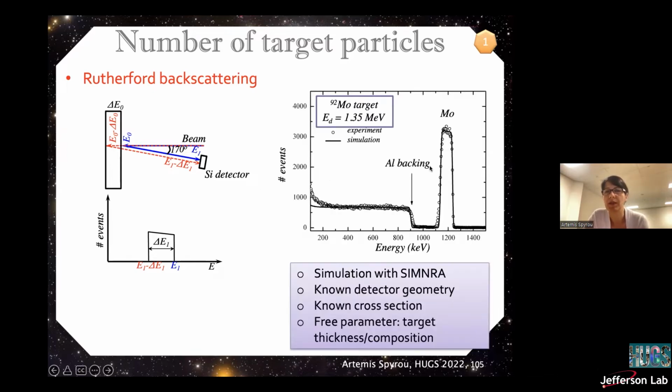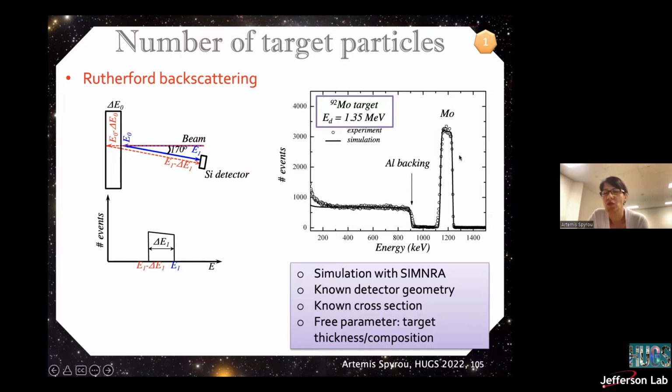Real experimental data looks something like this. This is a molybdenum-92 target. This is actually from my PhD thesis from 2007. But this is a classic technique, and the idea is simple. This was a thin molybdenum target sitting on an aluminum backing. So this is the energy loss through the molybdenum target. This is the energy loss through the aluminum backing, and it goes all the way down to zero. That's the infinitely thick target that I was talking about.